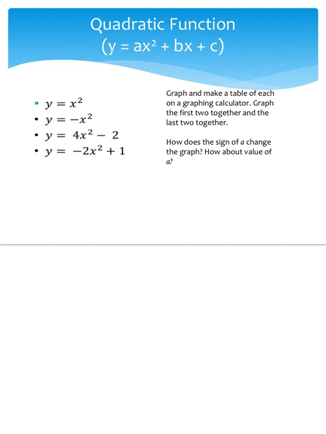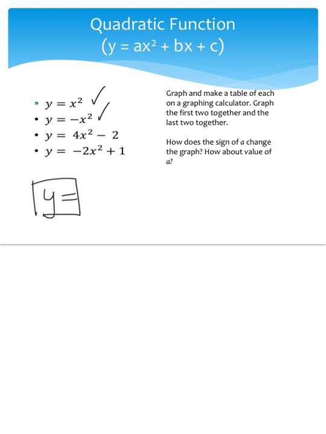What I'd like for you to do is get out your graphing calculator. And I want you to go into y equals of the graphing calculator. And the first thing that I want you to do is graph y equals x squared and y equals negative x squared. And I want you to make a hypothesis. What do you think the sign of A does to the graph of the quadratic?